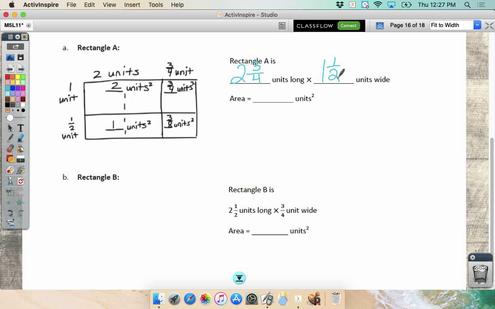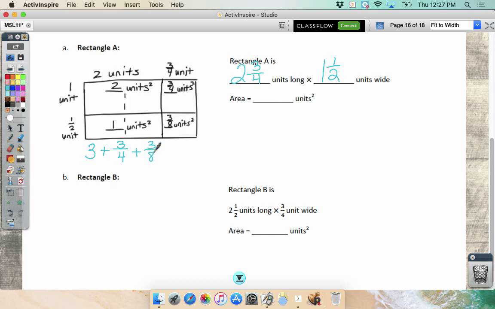But the goal here is to figure out, of all these 4 boxes, what can we add in our heads? And what are we going to need to add on paper? Well, I know I can add a little bit. What can I add? 2 and the 1. So that's 3. Go ahead and write that down. And then I'm going to have to add 3/4 plus 3/8.